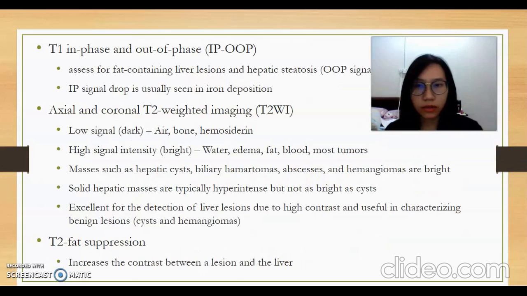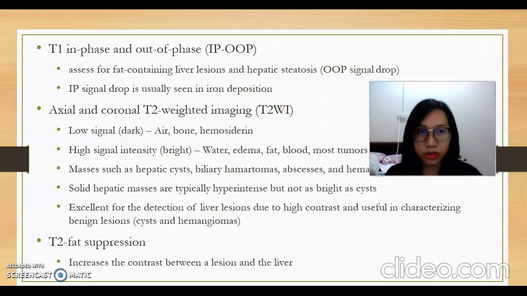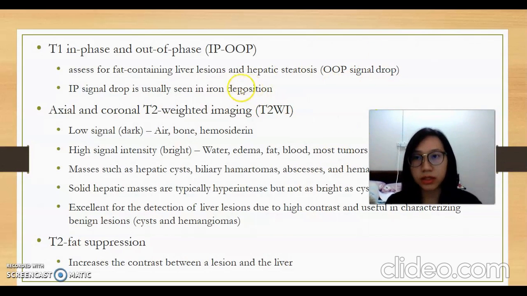Whereas the next sequence, T1 in phase and out of phase, is a useful sequence for MRI liver because it assesses fat-containing liver lesions and hepatic steatosis, which is to differentiate which lesions are composed of fat and which are not. Lesions that are composed of fat will appear as a signal drop in out of phase images, and if there is a signal drop in in-phase images, this is usually seen in iron deposition.